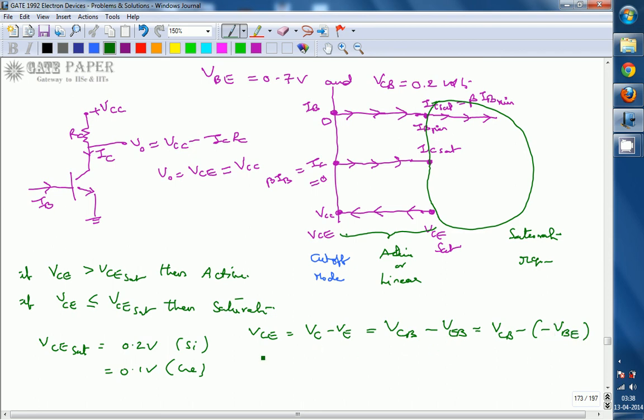So VCE is equal to VCB plus VBE, which is 0.2 volts plus 0.7, which is nothing but 0.9, which is greater than 0.2 volts. 0.2 volts is VCE saturation for an NPN transistor. So the transistor is in normal active mode.